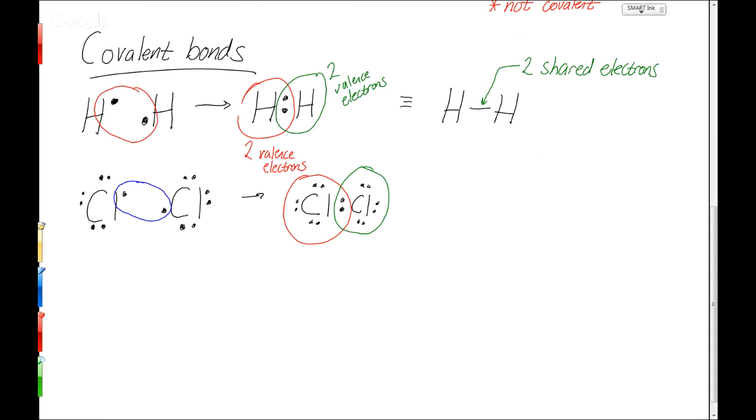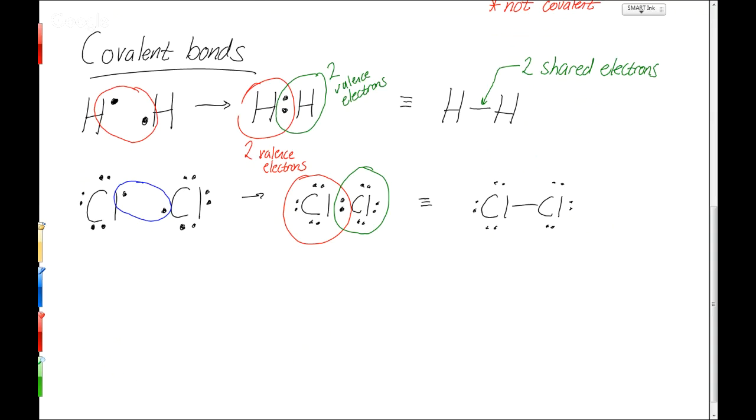We could also draw it with a line. And sometimes we actually leave those other electrons on there to show that they're there, to be specific. If you go on and take organic chemistry, you'll do a lot more with that because it's important to track exactly where the electrons are going all the time. But basically, that's the same thing. So that's what we call a chlorine molecule.